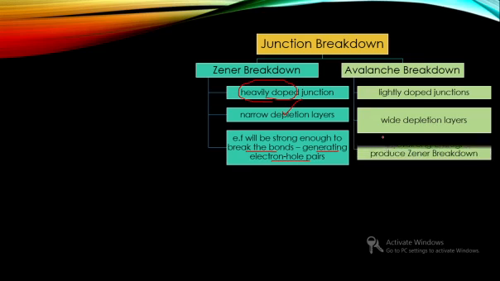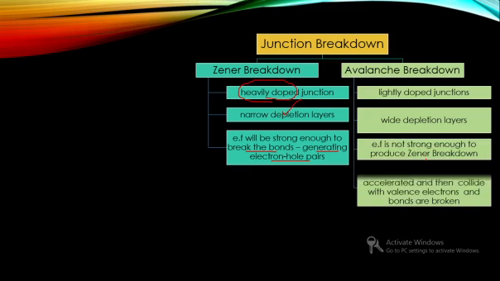So the field is not strong enough to produce a Zener breakdown, but instead it will accelerate the minority carriers. While accelerating, there is more chance of colliding with the electrons, and only after collision will they break the bonds. So first the charges are accelerated, then in the course they collide with valence electrons, and hence the bonds are broken.